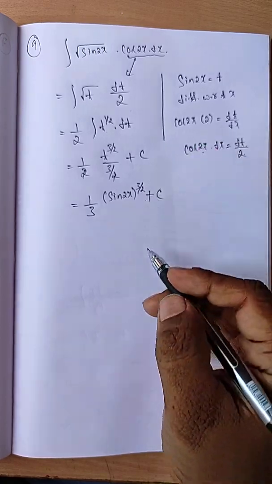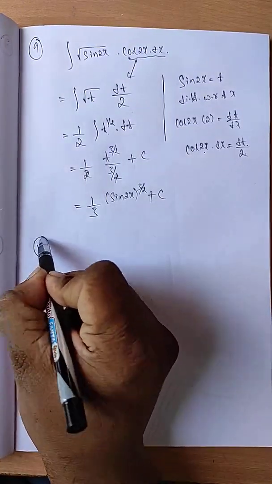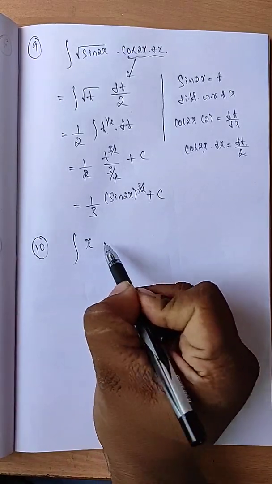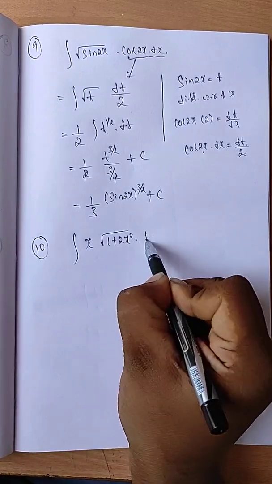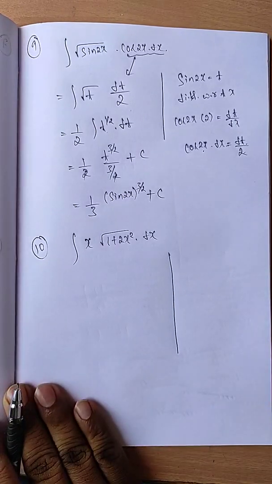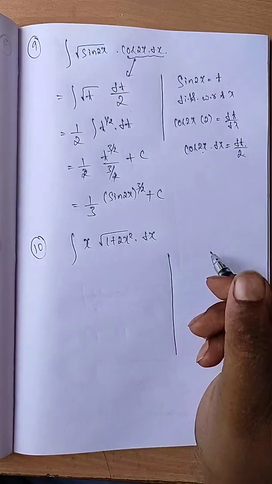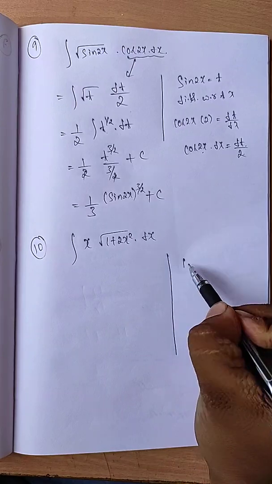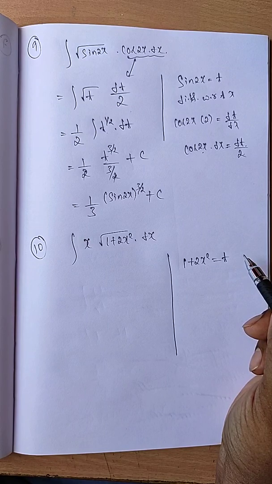Next. Integration of x into root of 1 plus 2x square into dx. So this is a given problem. Is it okay? Integration of x by root of 1 plus 2x square into dx. So here you want to take the inner function as t. Which is the inner function here? 1 plus 2x square. Take this 1 plus 2x square is equal to t.